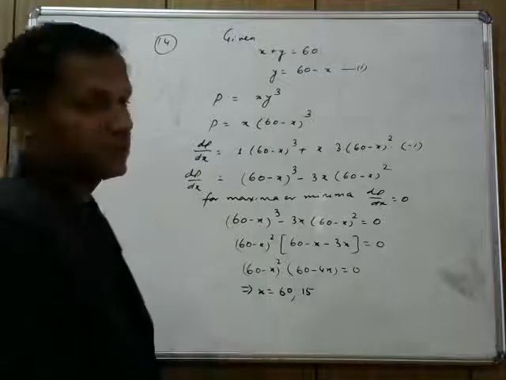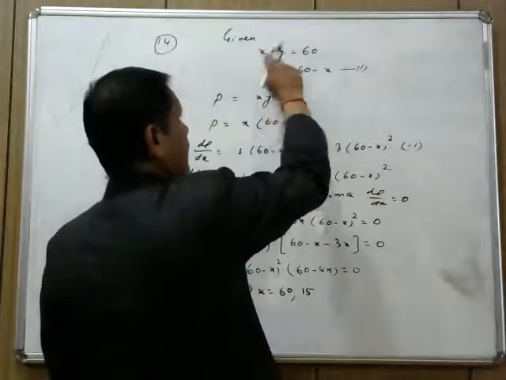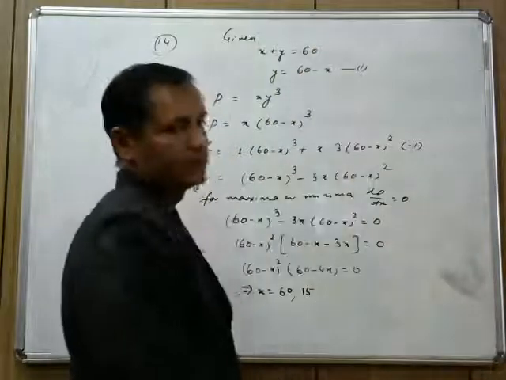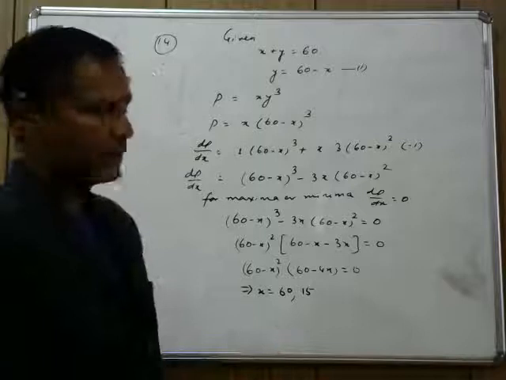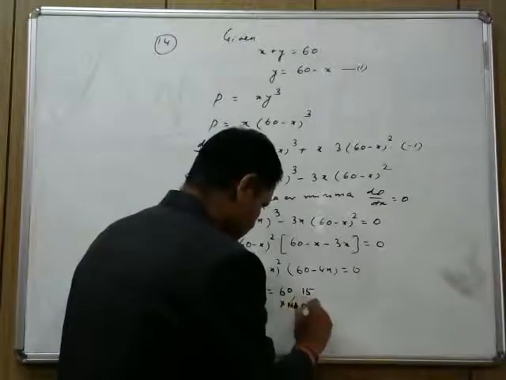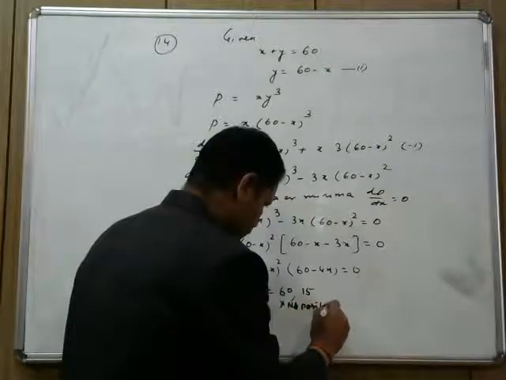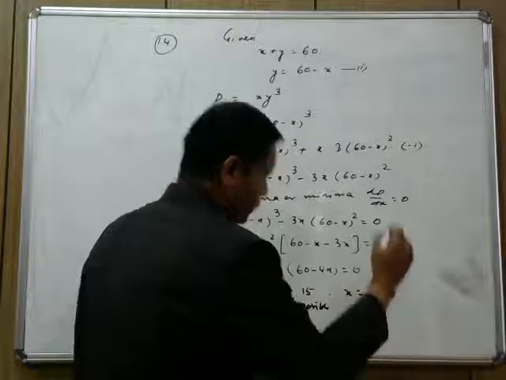x cannot be 60. Why? Because here it is given that the sum of two numbers is 60. When the sum of two numbers is 60, then one number cannot be 60. That's why this is not possible. Therefore, I will take the value as x is equal to 15. This is the one part.